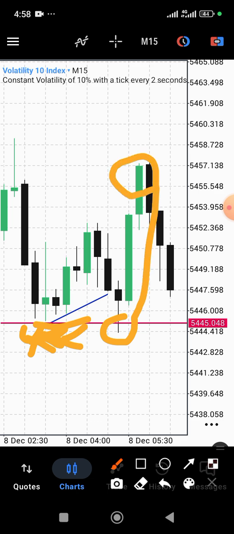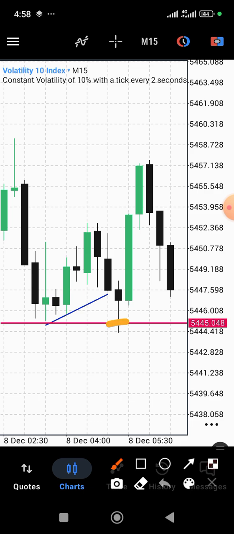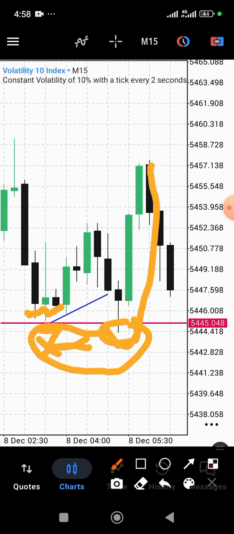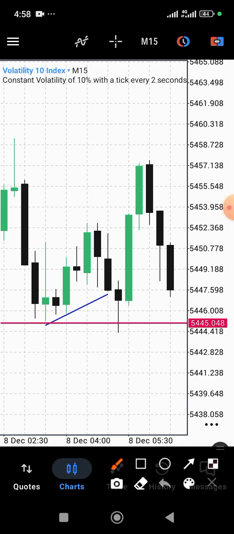When this liquidity was swept, when the stop losses here were used as liquidity by this particular move right here that went below these lows, the market had the necessary fuel to move upwards. Why? Because it had used the stop losses that were here as liquidity. So liquidity is like the fuel market price needs to move. And when stop losses are used as liquidity, the market price now has fuel to move to the opposite direction.